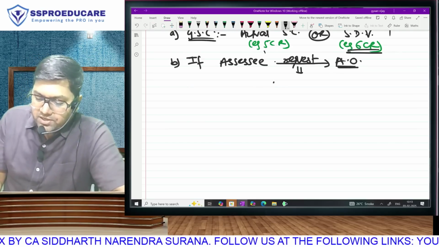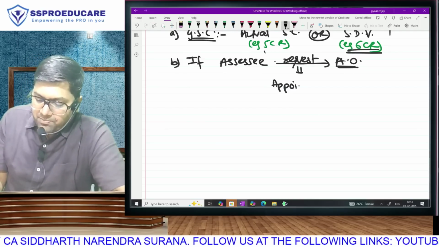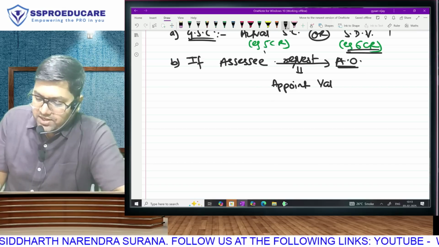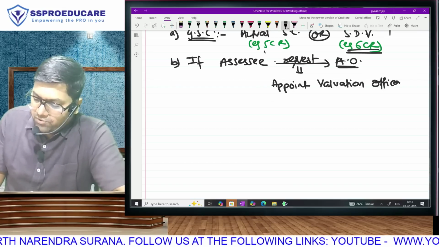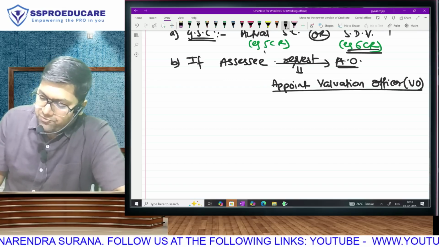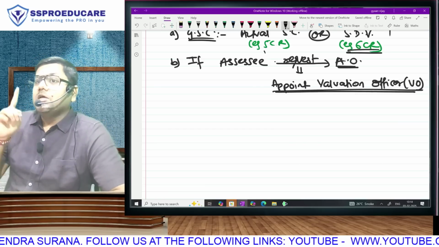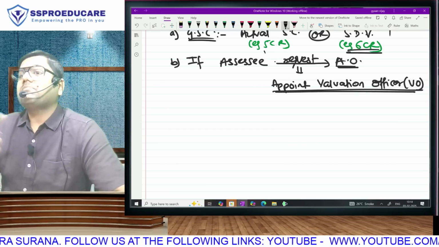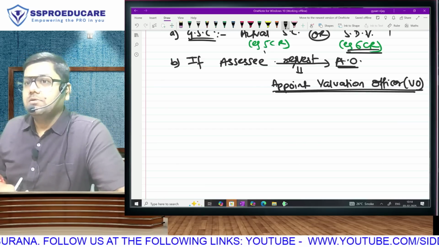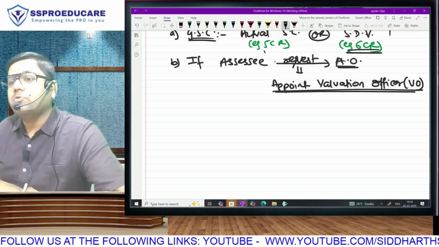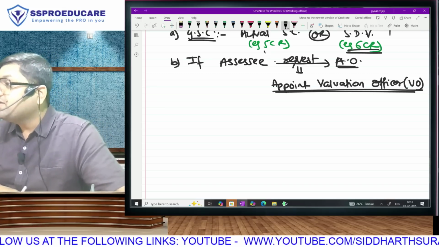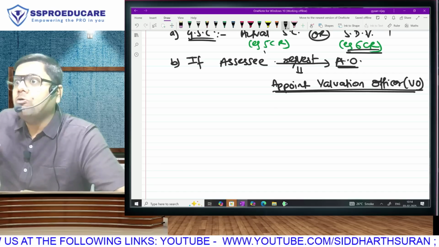it will be the duty of the assessing officer to appoint a special officer of the income tax department called the valuation officer. The VO is an officer in the income tax department. His job is to do valuation of properties. Till now, we were dependent upon a brainless municipal corporation, but now we will get the valuation done in-house.